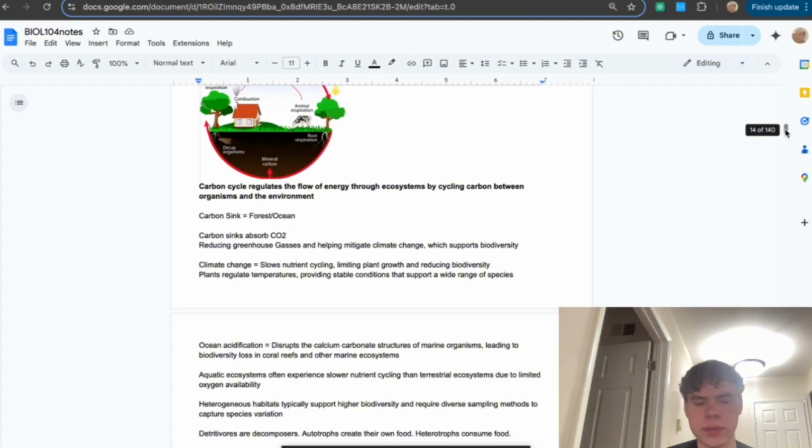A carbon sink is a forest or ocean. Anything that absorbs a lot of carbon is a carbon sink.